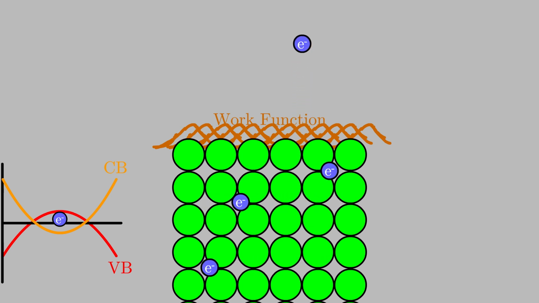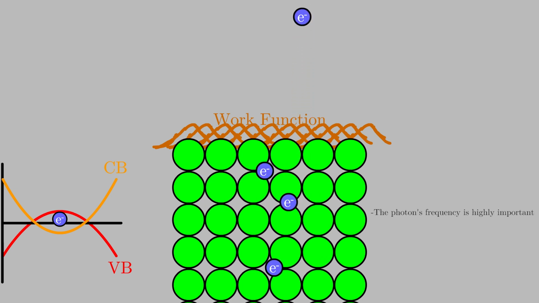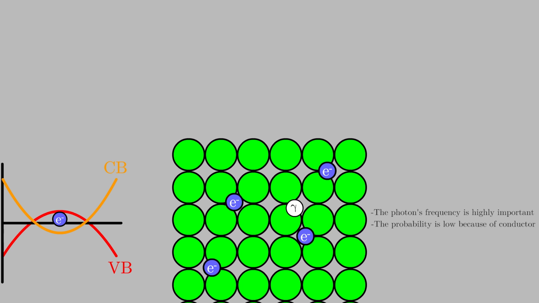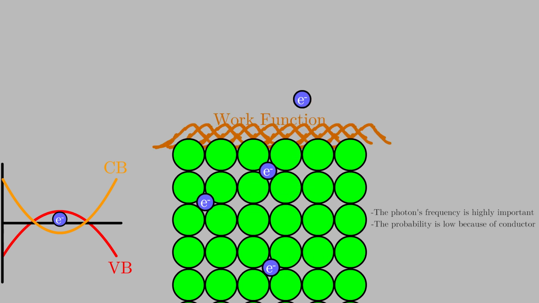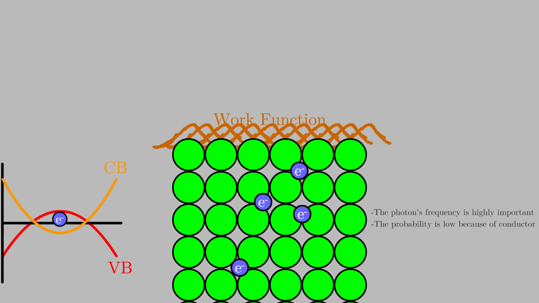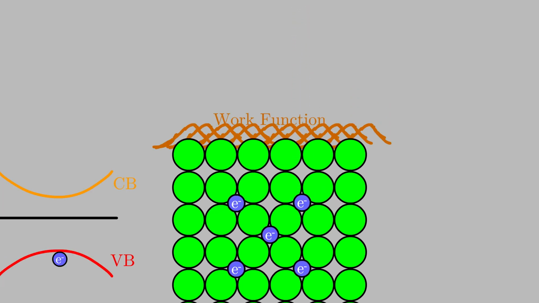From these steps, we can draw a few conclusions. The photon's frequency is highly important for the electron to overcome this work function barrier. However, if the material is a standard conductor, the probability of ejecting an electron is extremely low, even if the photon's frequency is high, because of all those collisions. But we can do something to increase this probability. We can use a semiconductor.